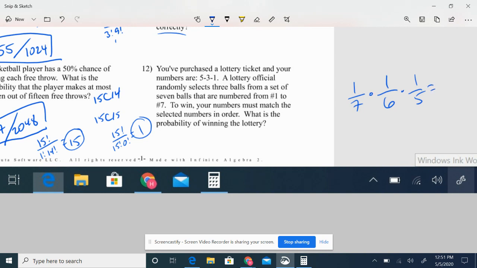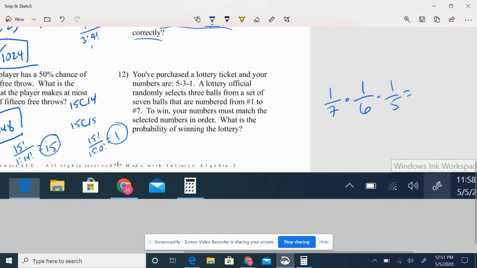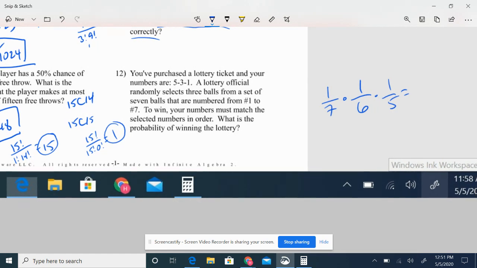Let me multiply all this. All right, order did matter, so I have a 1 on the top. 7 times 6 times 5 is 210. I remember permutation. My 7 times 6 times 5, that's the permutation. So my answer is 1 over 210. The way you type this is 1 over 210.